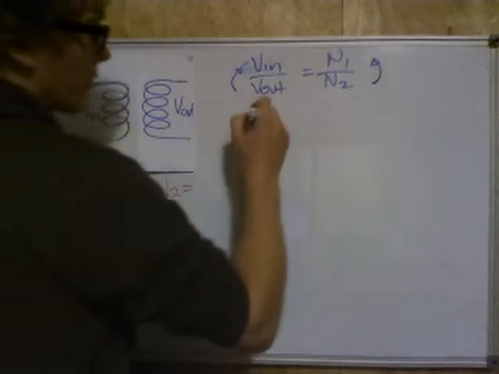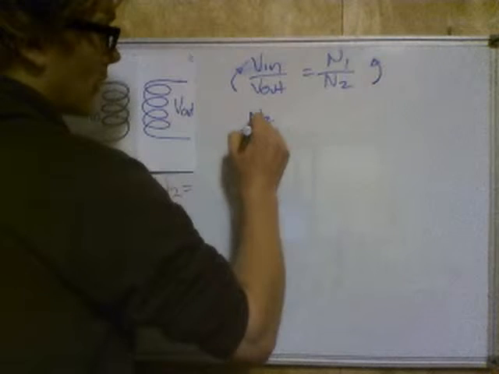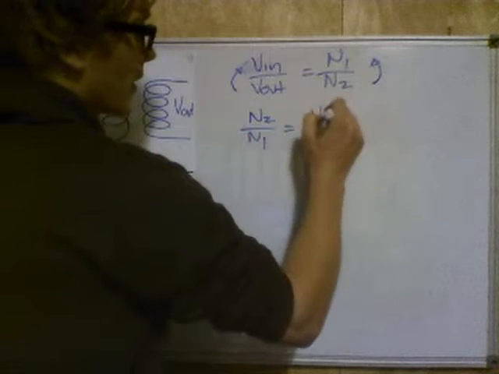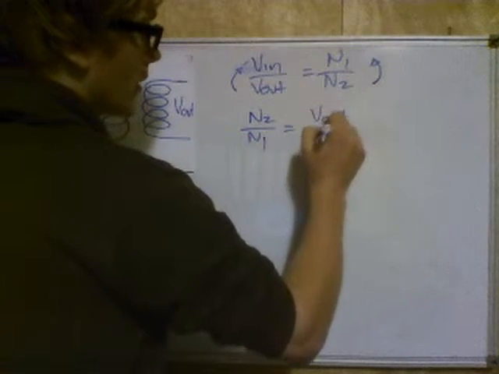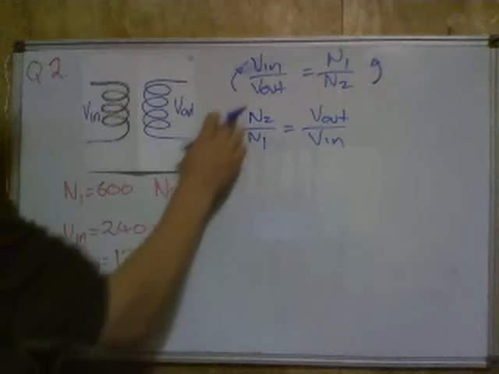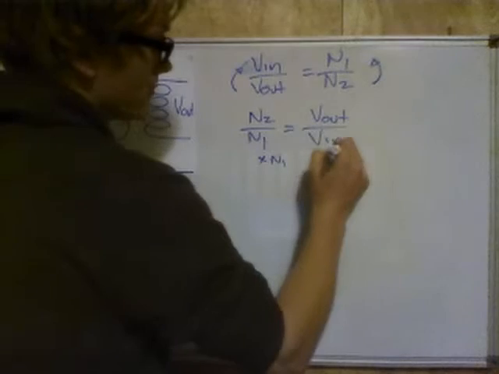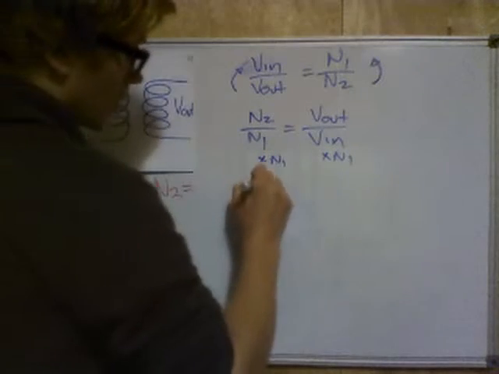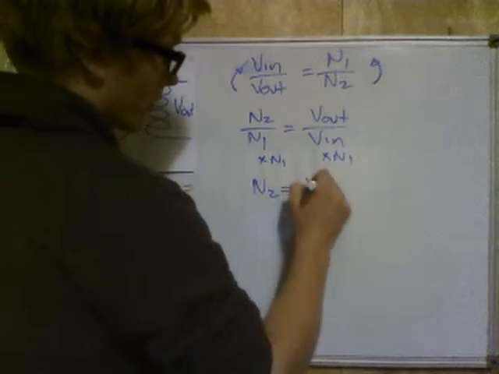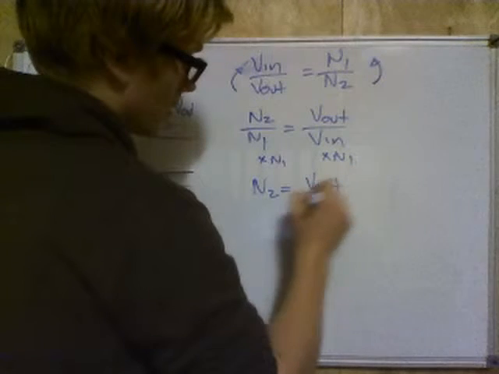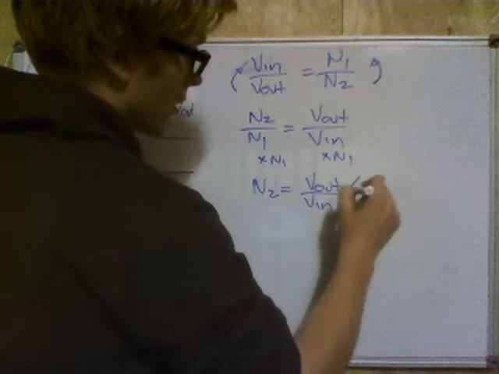We've got N2 over N1 equals V out over V in. Now I want to get N2 equals, so I've got to multiply both sides by N1. And I get N2 equals V out over V in times N1.